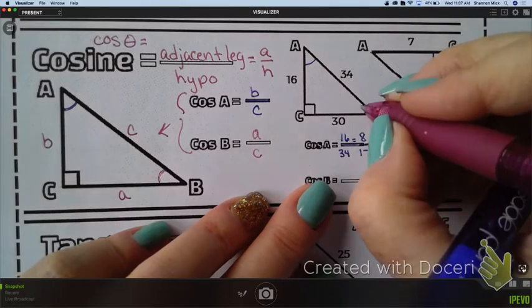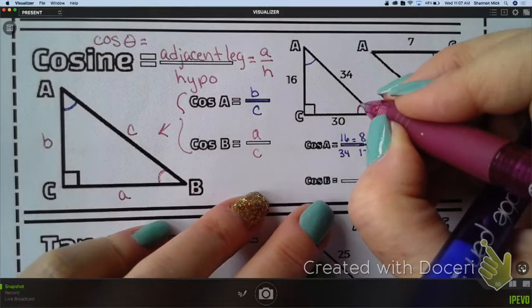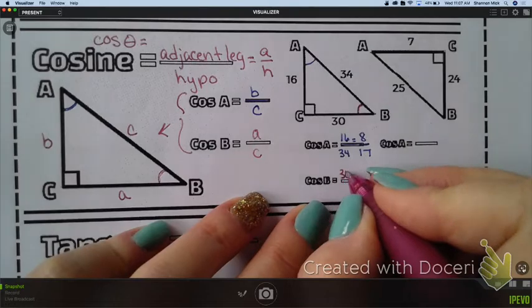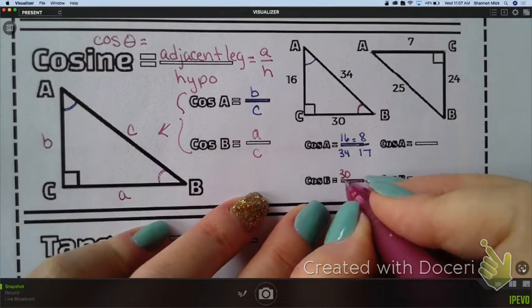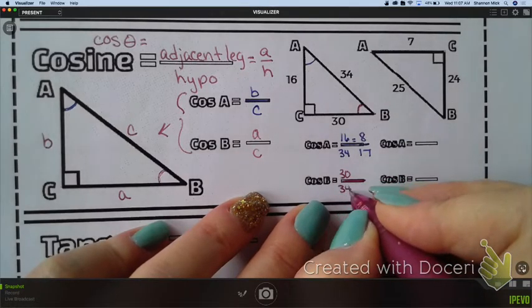And then B, 30 over 34. Melissa's got this. She's going kind of fast. Is everyone good? Yes. Okay.